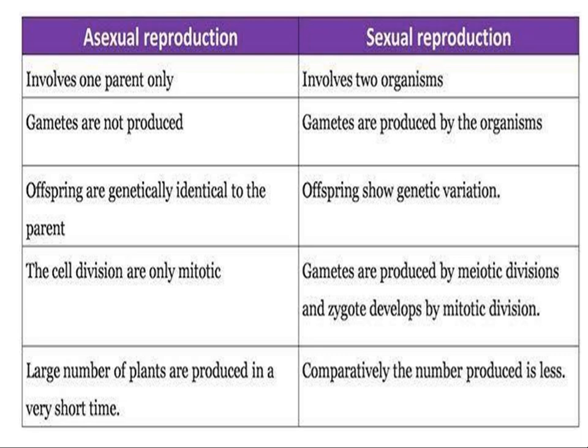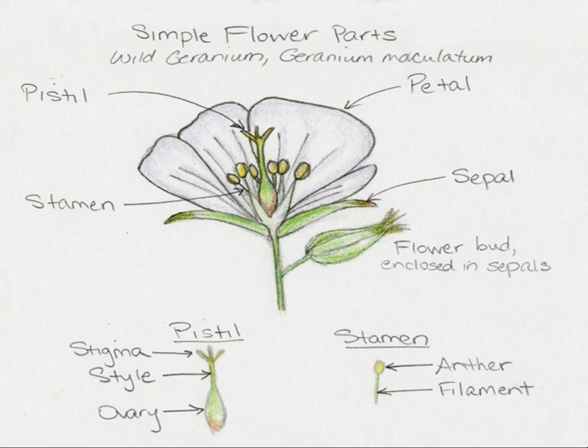Now let us see about sexual reproduction in flowers. We know that flowering plants produce very beautiful flowers. Not all flowers look similar. For example, when you look at the hibiscus or the rose flower, their petals are different. The shape is different.